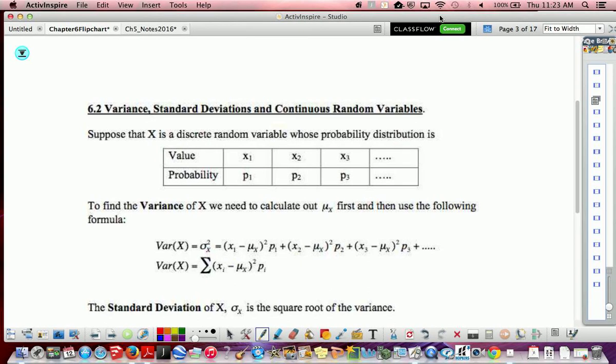So we'll get started here. 6.2, as it says here, variance, standard deviation, and continuous random variables.